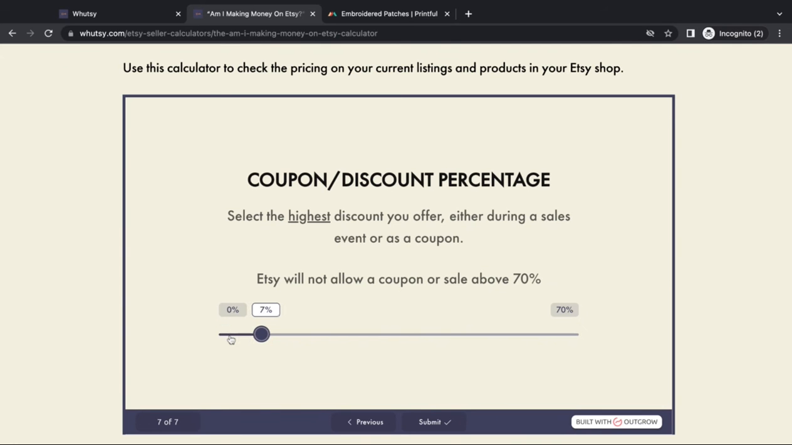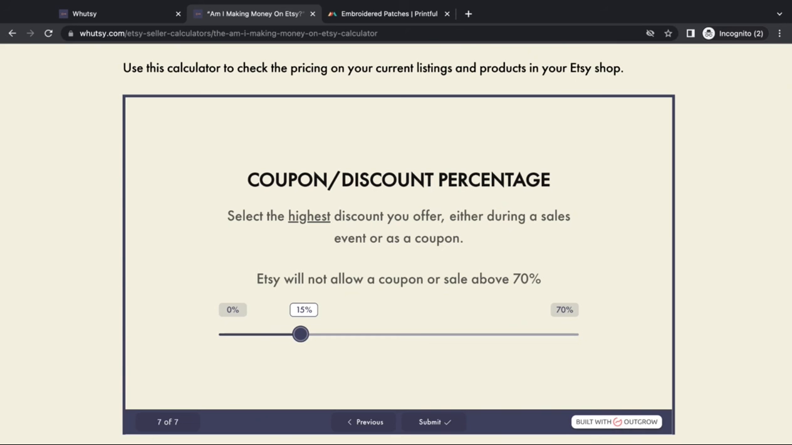We would put 15%, but you don't have any other coupons higher than that. Maybe you give a thank you coupon for 20% or 10%. Whatever the highest discount you offer, either during a sales event or as a coupon, you want to put this in because we want to think about it that way.